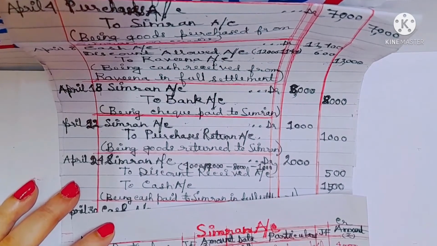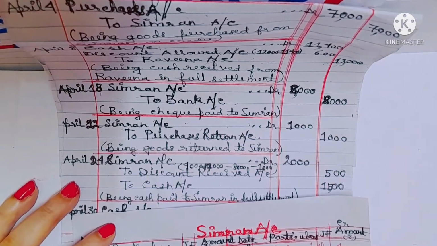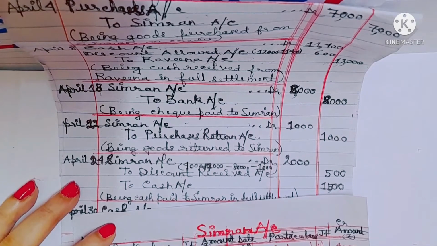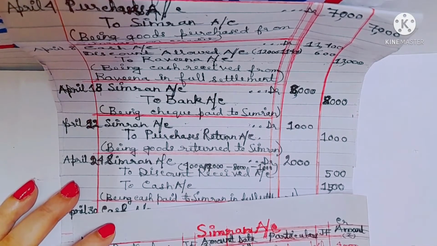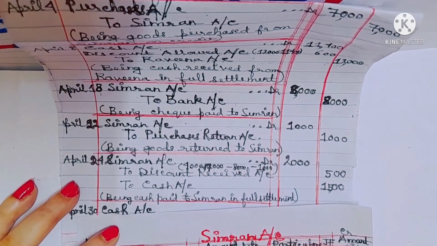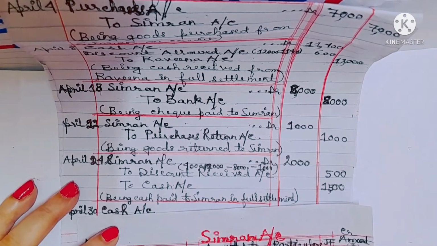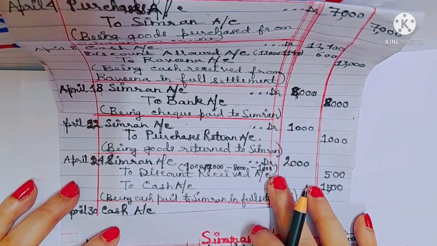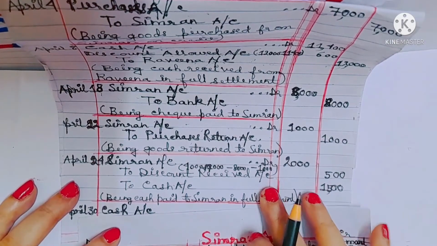To discount received account 500. To cash account 1,500. So let's prepare discount received account and cash account; we have to record them.